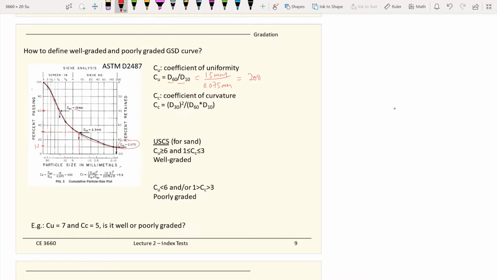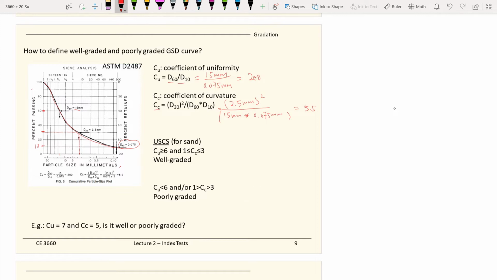The same thing applies for the coefficient of curvature. You need to identify D30 first, which in this case is 2.5 millimeters squared, and then D60 is 15 millimeters, and D10 is 0.075 millimeters. If you do your math, everything cancels out, and it's 5.5.